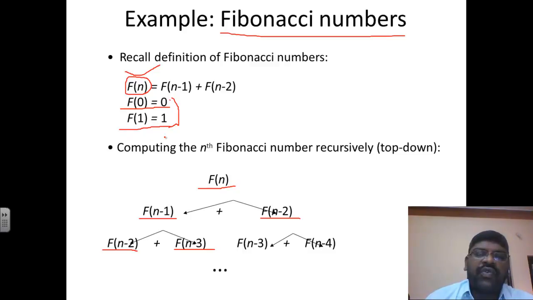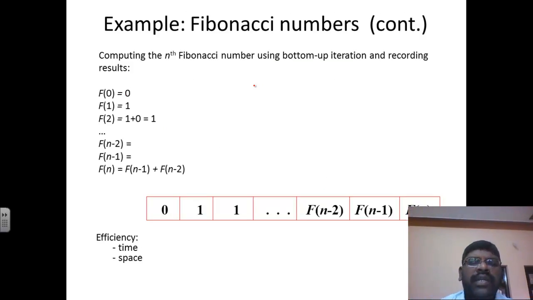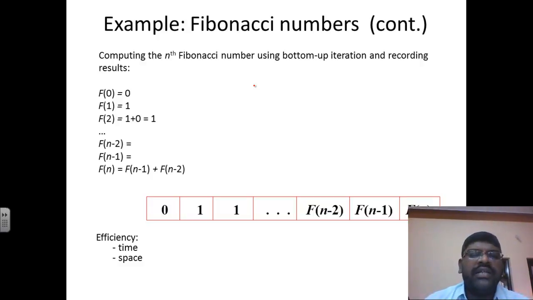After finding f of 2, the result will be recorded somewhere in some data structure. Then you can go for the next level, that is f of 3. Like this I can reach f of n. This is what we call the dynamic programming approach of solving a problem. This is what I explained: starting from f of 0 equal to 0 and f of 1 equal to 1, similarly I can find f of 2, and so I can proceed up to f of n.